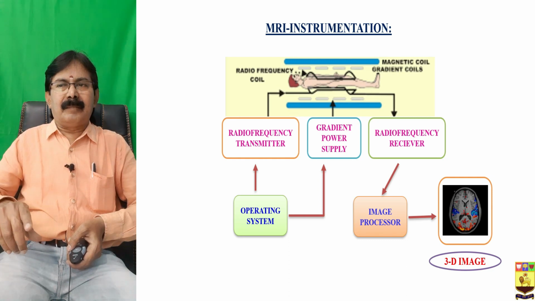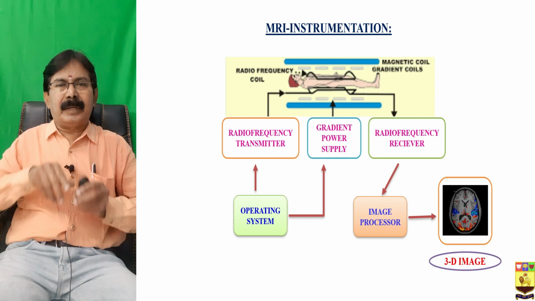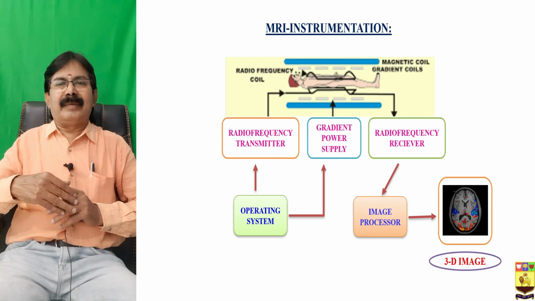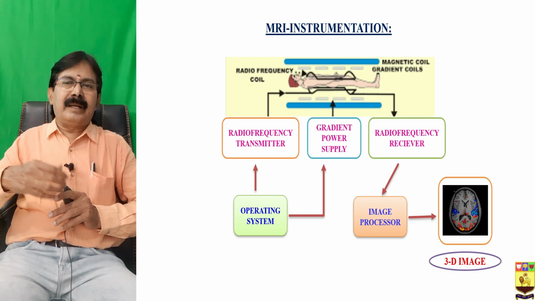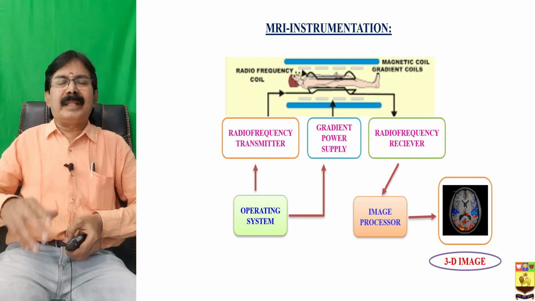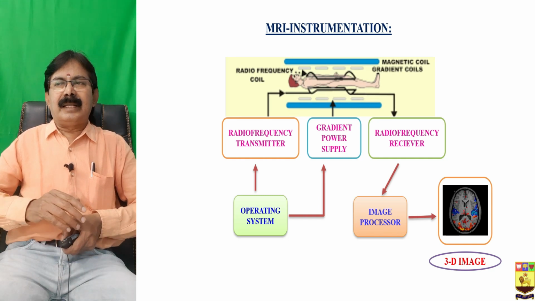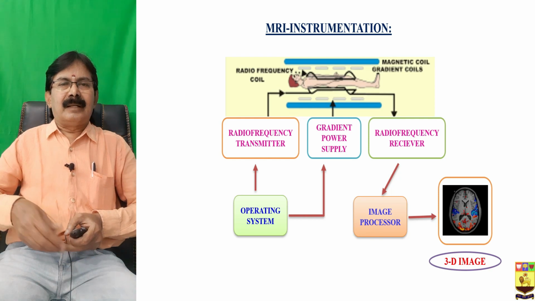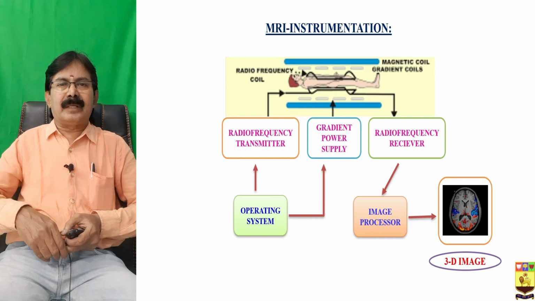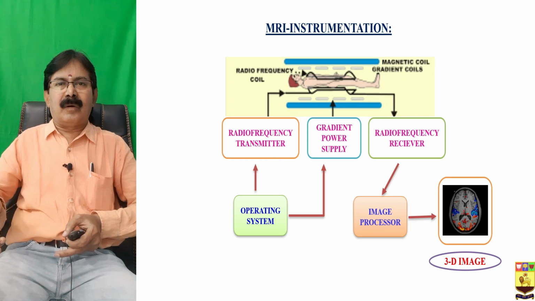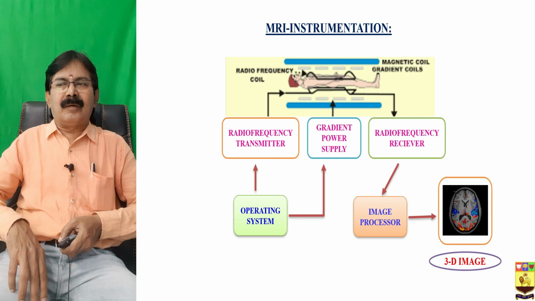And by the operating system, by using the computer, one can vary the magnetic field or the radio frequency transmitter. Whatever signal is obtained is received by the radio frequency receiver, and it is processed by the image processor, and a three-dimensional image is recorded.